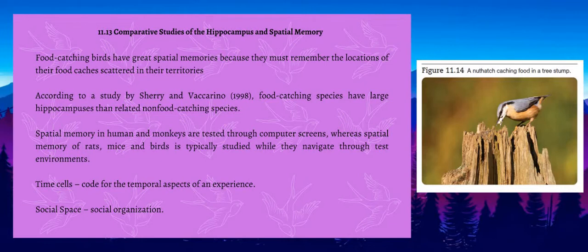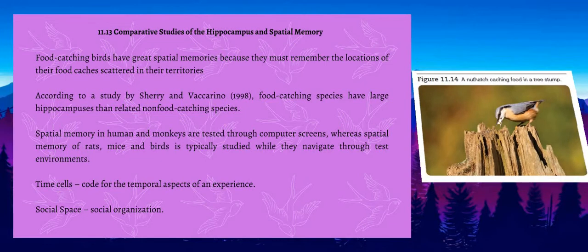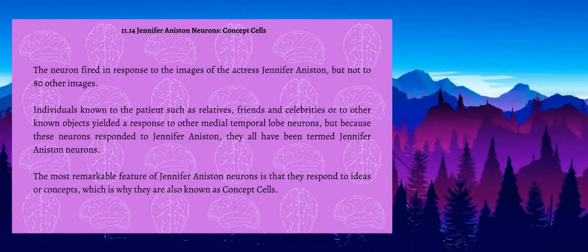Jennifer Aniston neurons, or concept cells. Recording electrodes are implanted in the brain of a patient with severe epilepsy, usually prior to surgery, as this records the activity of particular neurons in patients as they perform tasks.